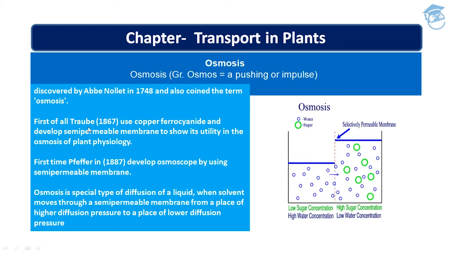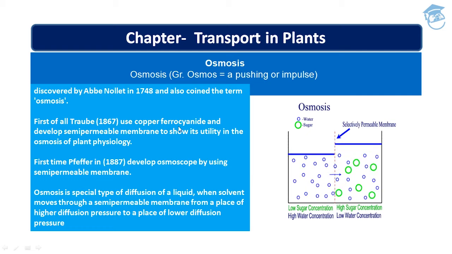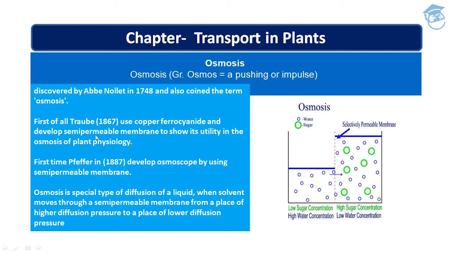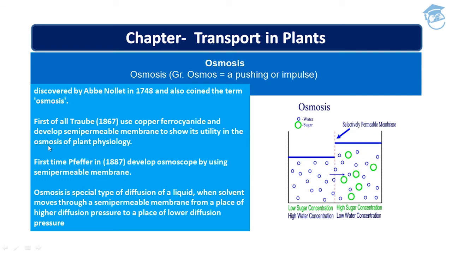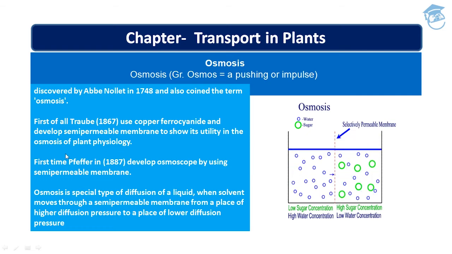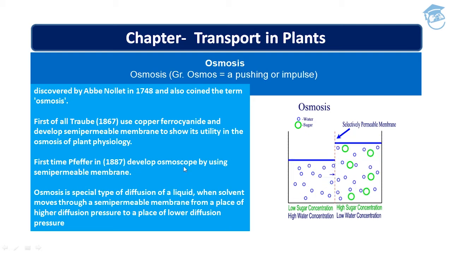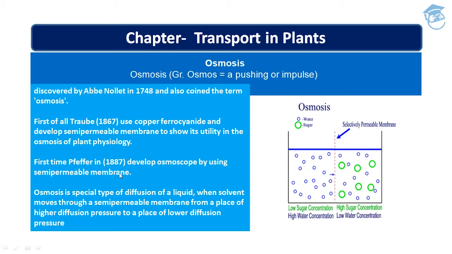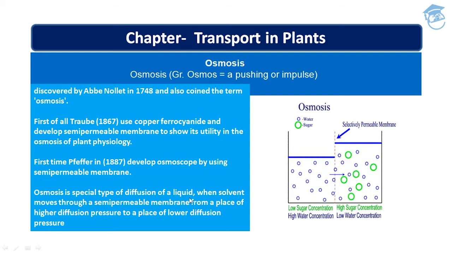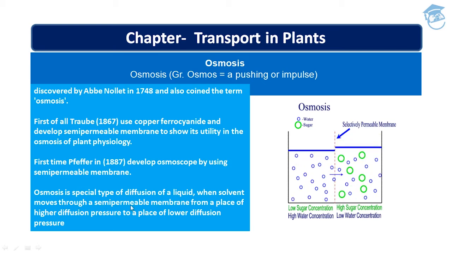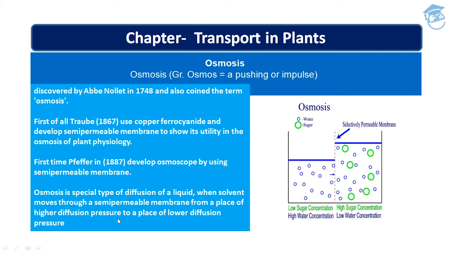First of all, Traube in the year 1867 used copper ferrocyanide and developed a semi-permeable membrane to show its utility in the osmosis of plant physiology. And for the first time, Pfeffer in 1887 developed the osmoscope by using a semi-permeable membrane. Osmosis is a special type of diffusion of a liquid when solvent moves through a semi-permeable membrane from a place of higher diffusion pressure to a place of lower diffusion pressure.